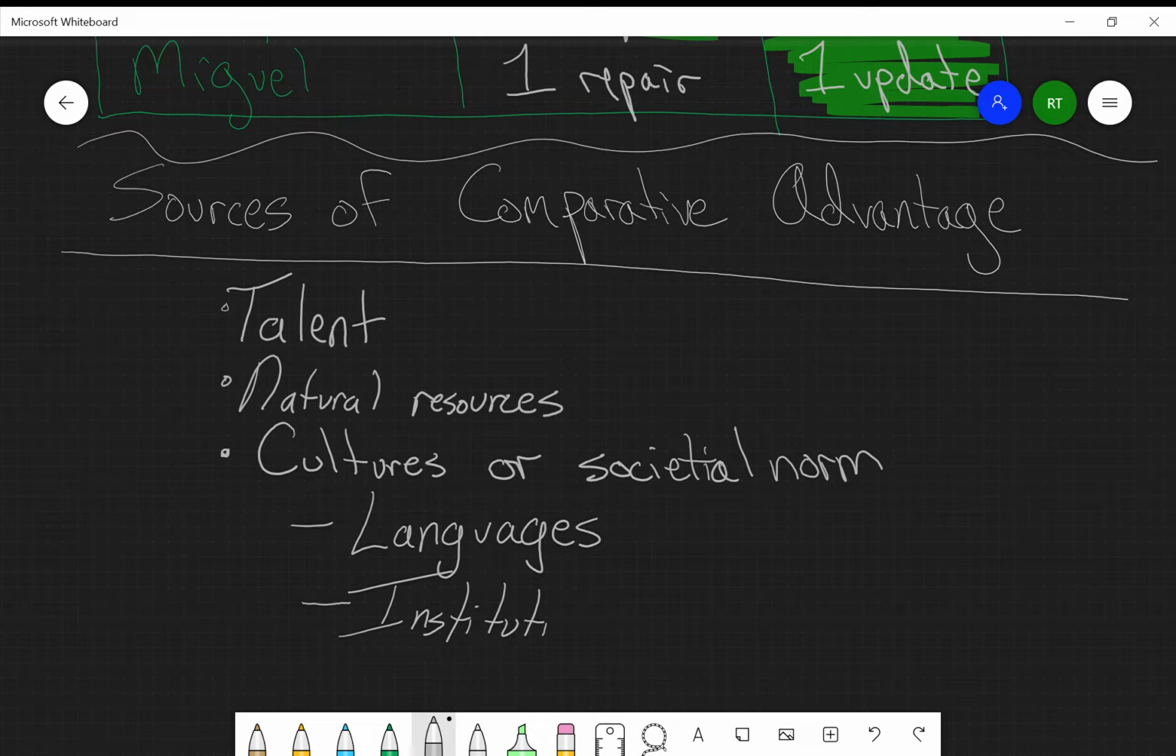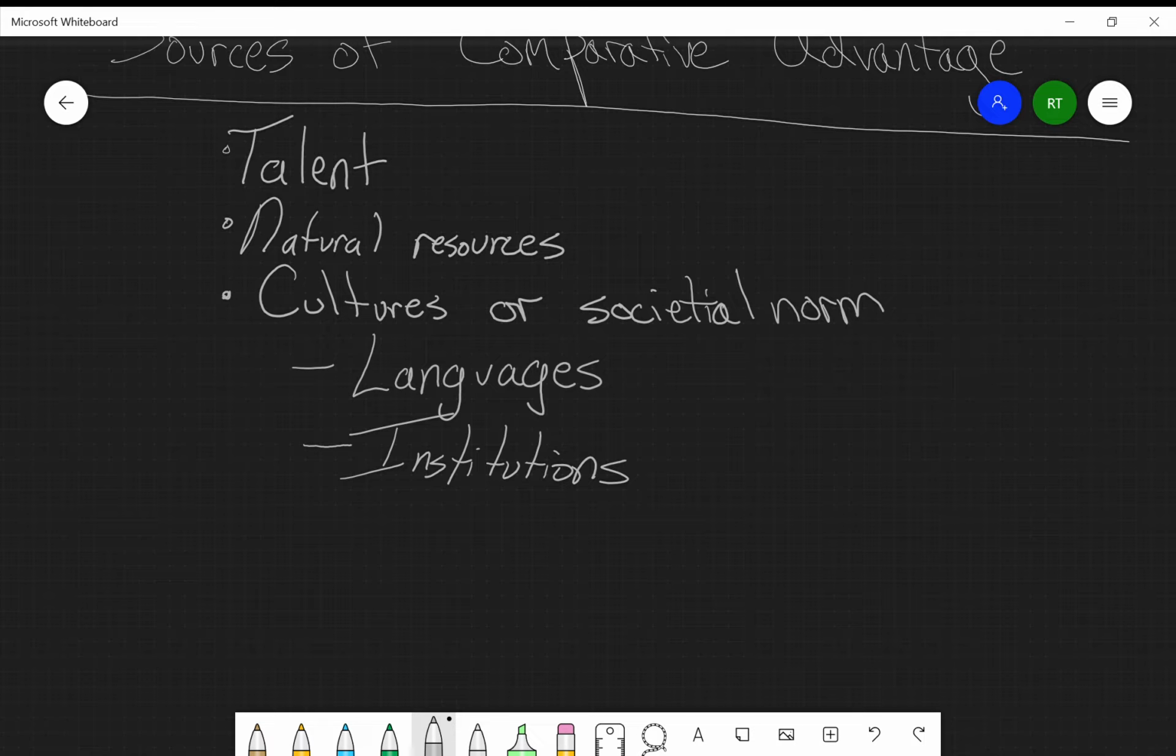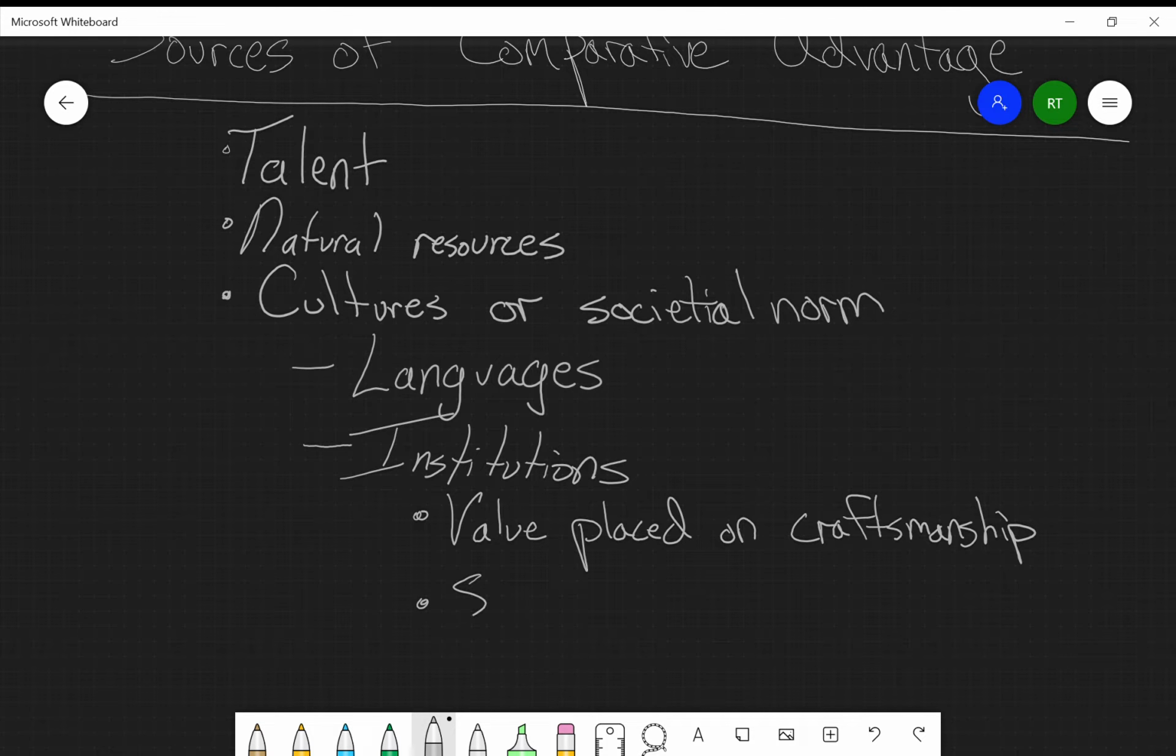So this is one of the ones where it's more amorphous, more esoteric, more difficult for us to really place a definition on, these institutions, right? But it's the protections and the norms that are around businesses and around inventions and things like that, right? So having a value placed on craftsmanship, that's an institutional value. Having support for entrepreneurship.